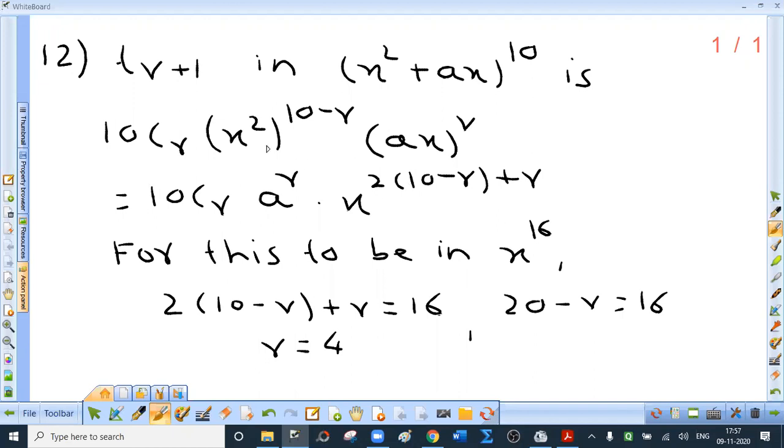Simple. And that is why x raised to 2 into (10 minus r), there is one more term in x raised to r. We add indices, so plus r. Now this is x raised to 16. Equate index with 16. So 20 minus 2r plus r, that is 20 minus r equal to 16. So r equal to 4.